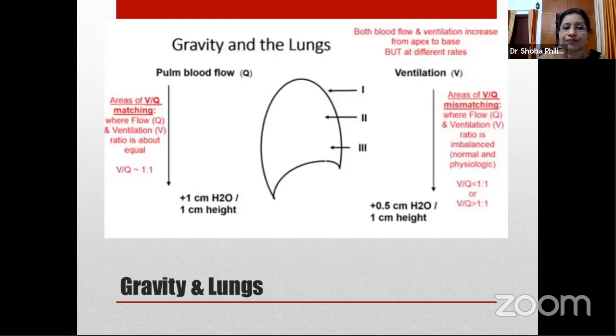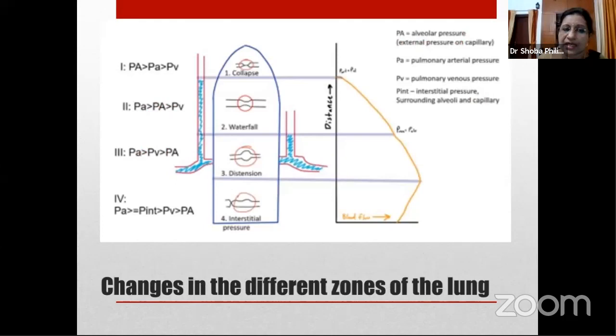So this is the picture showing the effect of gravity on the different zones of the lung. As you can see, the pulmonary blood flow increases by 1 centimeter per centimeter height, whereas the ventilation increases by only 0.5 centimeter for every 1 centimeter height. So both the ventilation and the blood flow increase from apex to base with the effect of gravity, but at different rates. The same thing again shows the changes in the ventilation perfusion in the different parts of the lung: the arterial, the alveolar, the venous, and lastly, zone 4 where the interstitial pressure comes into play.